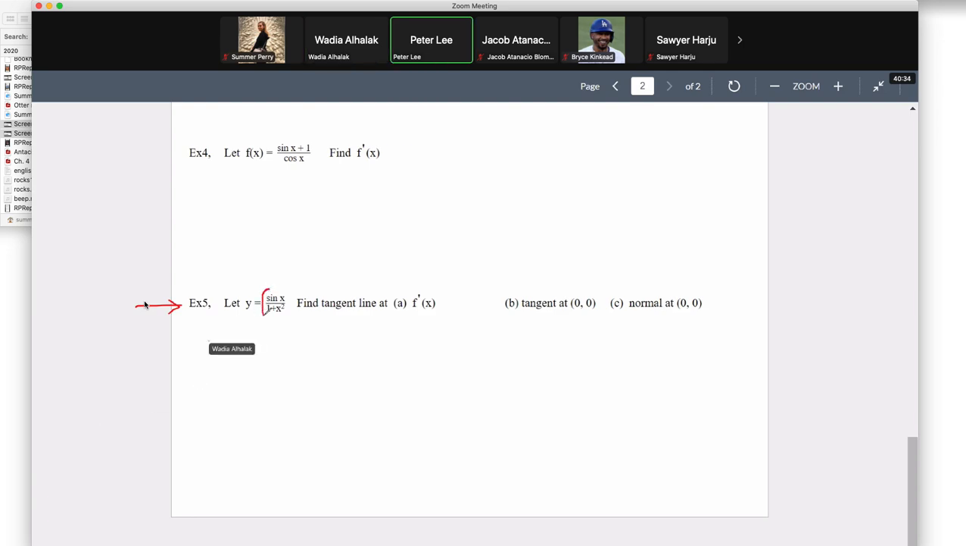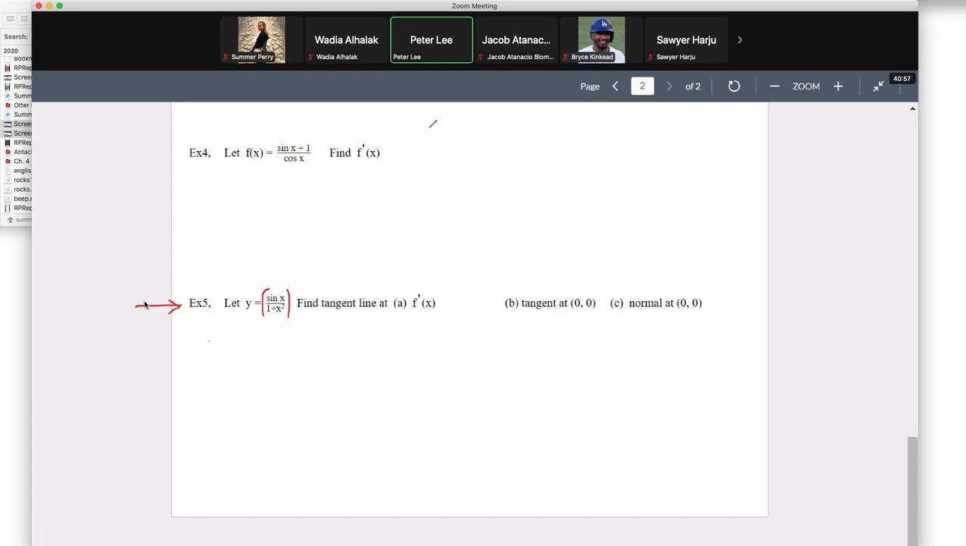How do you find the derivative of this guy? What is the rule we should apply? Yeah, what is it? I think you can apply the sine x over x. Which one? This one is sine x over x. Yes, but the denominator is x squared.